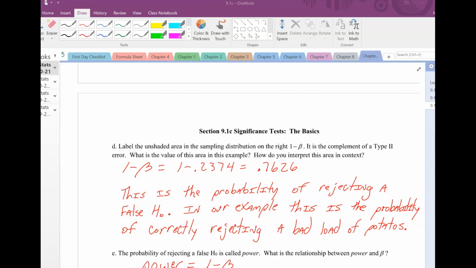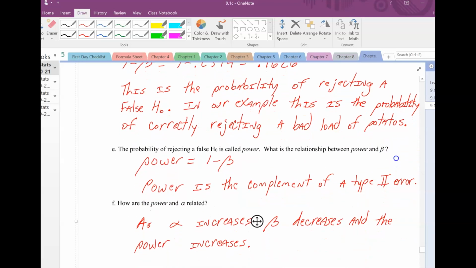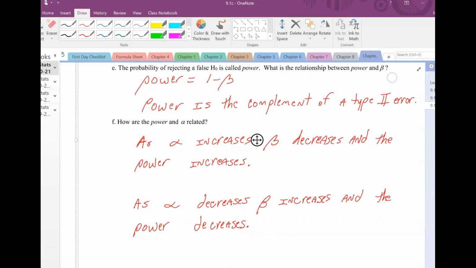So this right here, we have rejected it given that it's false. That's the area of the distribution where we would be rejecting it, and it was false. So this is the probability of rejecting a false null hypothesis. In our example, this is the probability of correctly rejecting a bad load of potatoes. This is the area of the distribution that is going to allow us to correctly reject a false null hypothesis. And you can see in the next question, the probability of rejecting a false null hypothesis is called power.